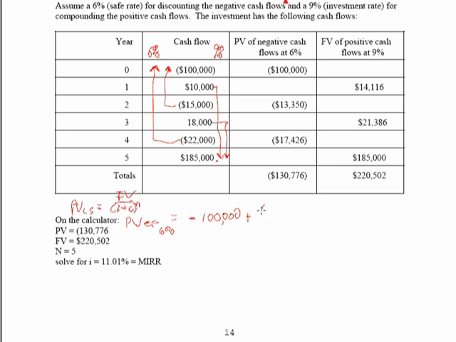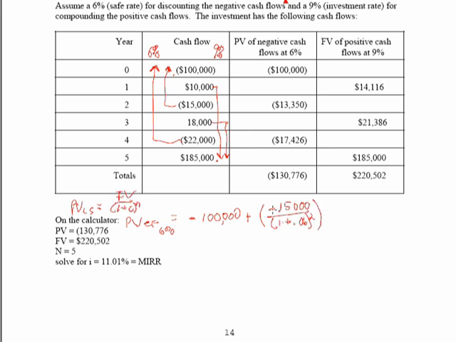And I'm going to add to that the negative 15,000 discounted by (1 plus 0.06) to the what power? How many periods do I need to discount the 15,000 back to get it to year 0? Well, it'd be 2. It'd be 1, 2. So I'm going to raise that to the second power, just that denominator.